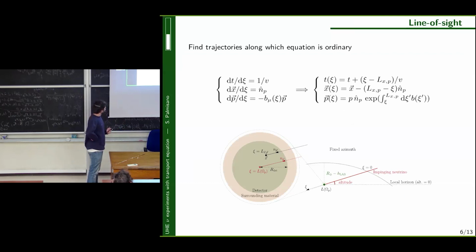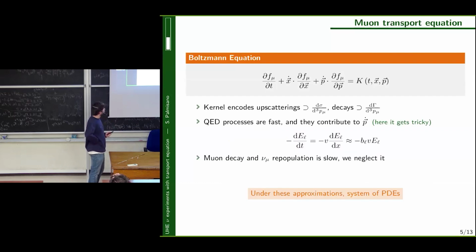So the approach that we took was one that sort of borrowed from cosmology, namely the line of sight approach, which consists in finding trajectories in space along which the equation is ordinary. And one does so by solving ordinary differential equations with time, space and momentum variables, which give the correct coefficients for the variable computation.